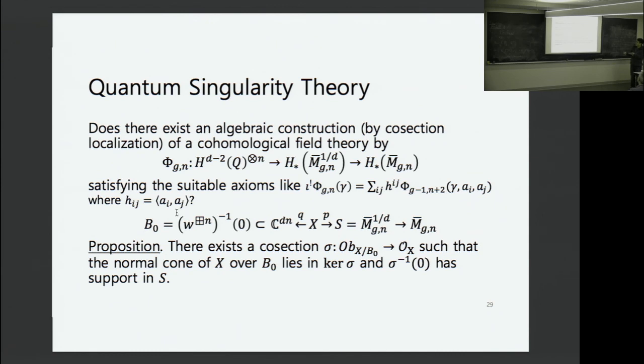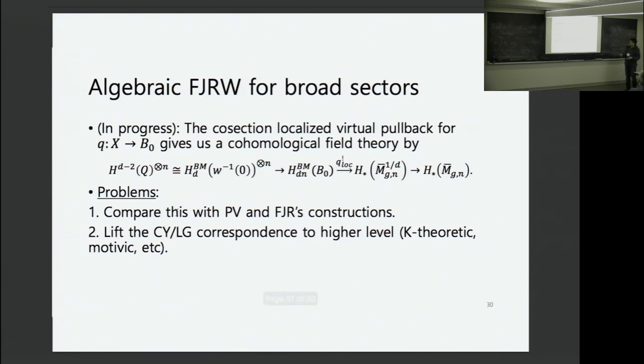By the residue theorem, this map Q factors through the zero locus of the Sebastiani-Thom sum of the superpotentials. What's nice is that there is a cosection in this setting for the relative obstruction sheaf of X over B0. And then the normal cone of X also is localized to the kernel of the cosection. And so it's a perfect setting for applying cosection localization. We are writing down the proof, but I think it's fine. So the cosection localized virtual pullback gives us the cohomological field theory. Our construction is very straightforward and geometric and very concise.